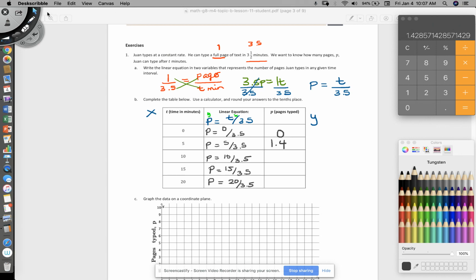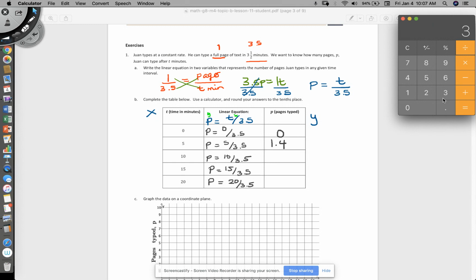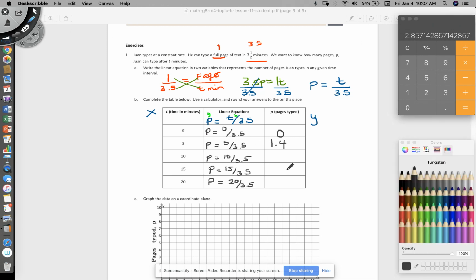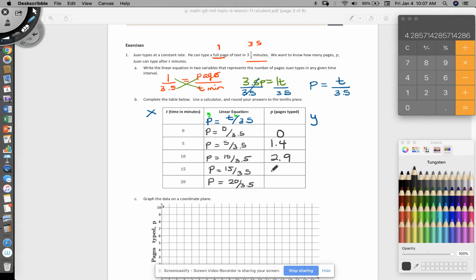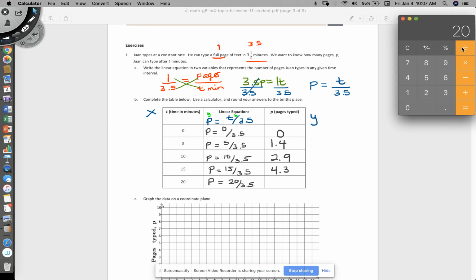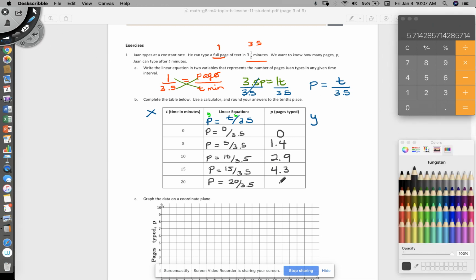All right, let's do the next one. We have 10 divided by 3.5, and I get this long decimal again. Now, the 5 is big enough to change that 8, so I'm going to change this to 2.9. All right, next one we have 15 divided by 3.5. Again, that 8 is big enough to change that 2, so we're going to make it 4.3. And lastly, we have 20 divided by 3.5, and that 1 is not large enough to change that 7, so it's going to remain 5.7.